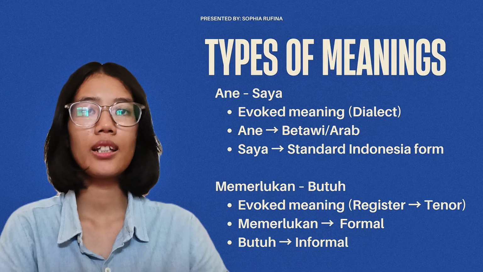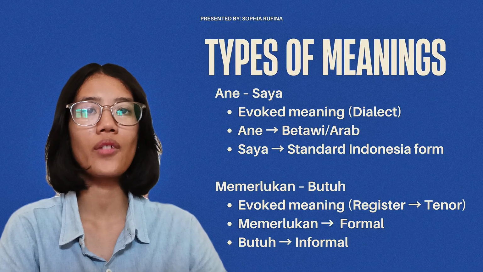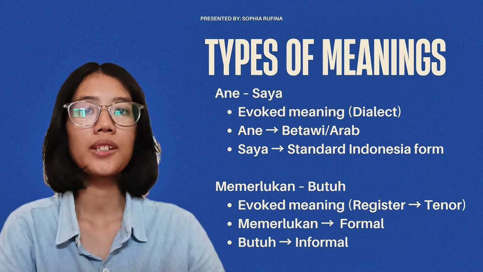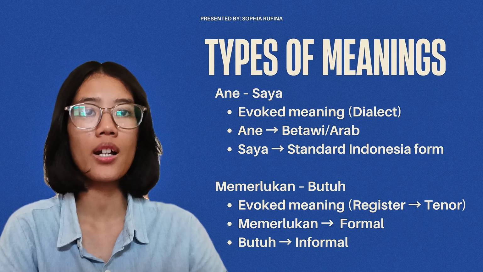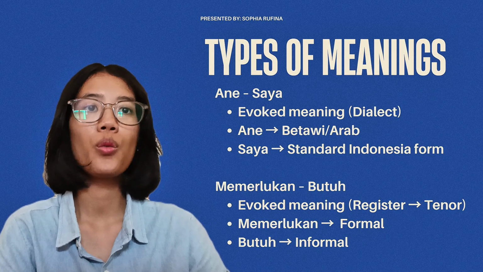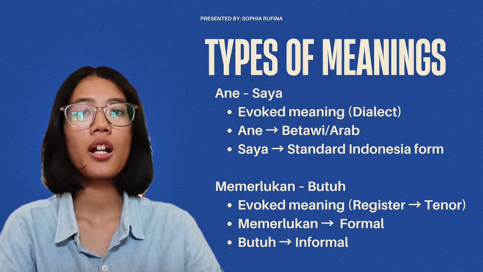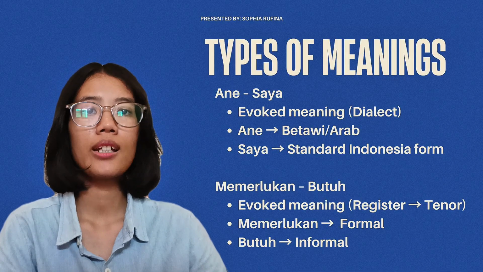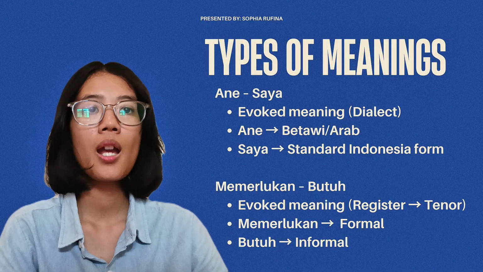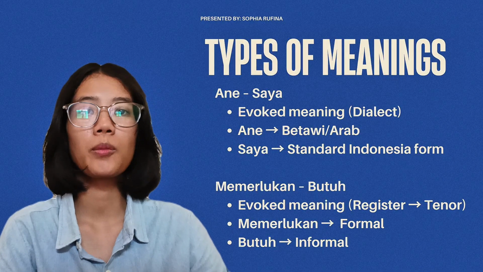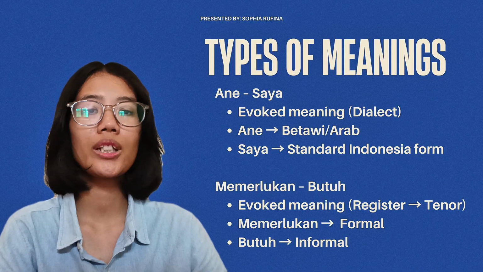Number 3, ane and saya is an example of evoked meaning based on dialect. Both mean I, but ane is used in Betawi or Arabic-influenced dialect, while saya is the standard Indonesian form. Number 4, memerlukan and butuh is an example of evoked meaning based on register tenor. Both mean need, but memerlukan is formal and butuh is informal.